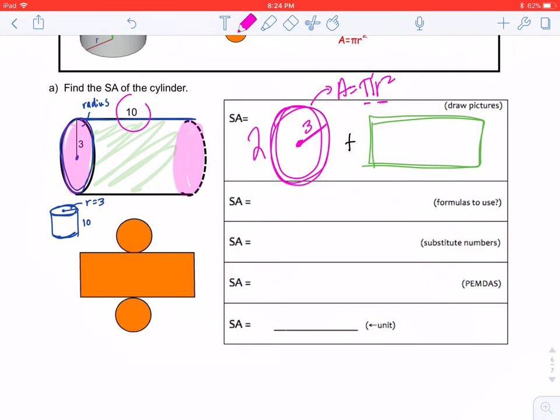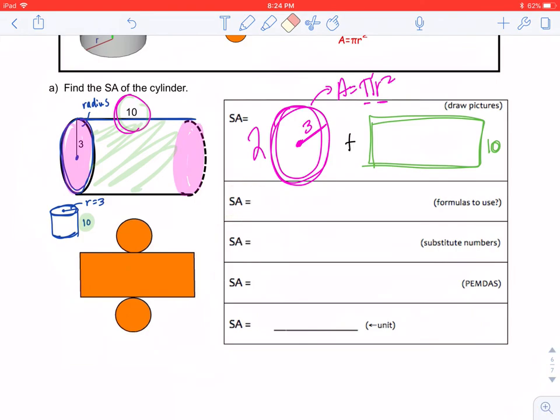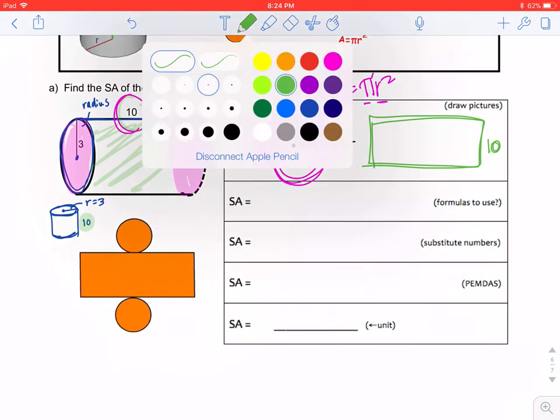Now, this 10 here actually corresponds to the height of that rectangle, because you're almost taking this cylinder and turning it 90 degrees. So it's now this shape, and then the 10 is there. So visualize picking it up and spinning it a little bit. This part is the trickiest part of today.